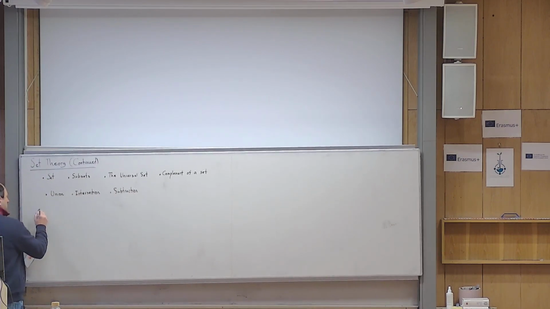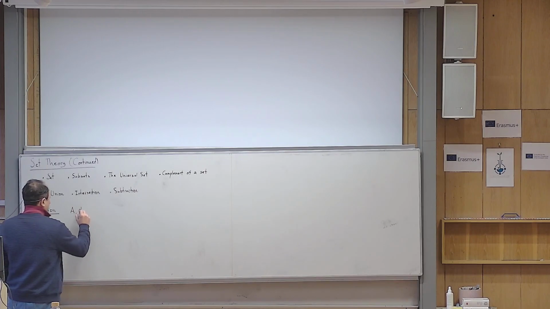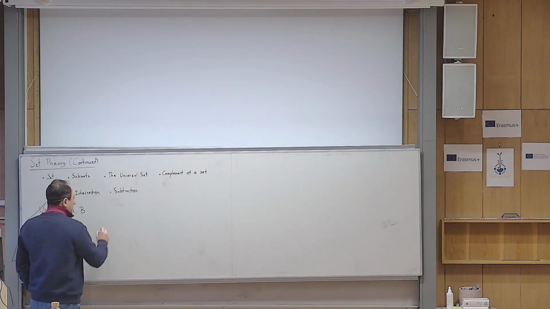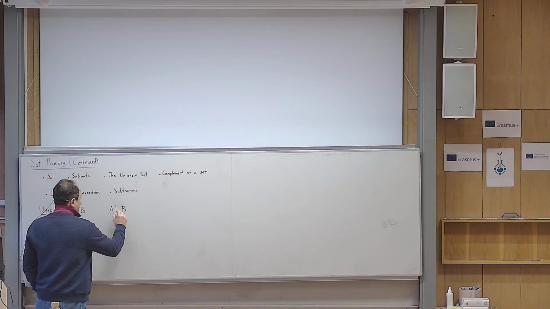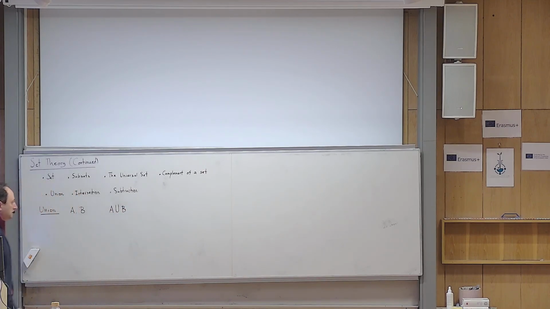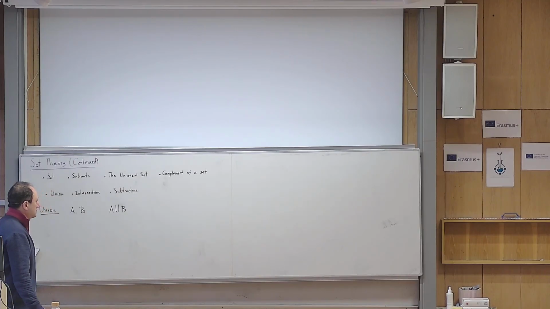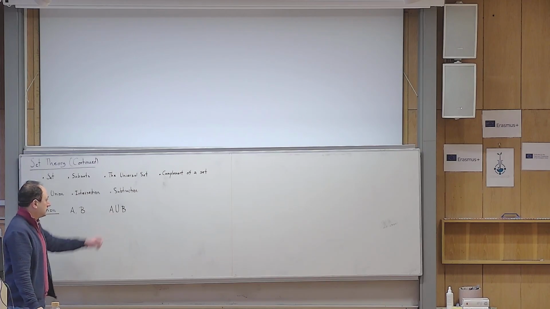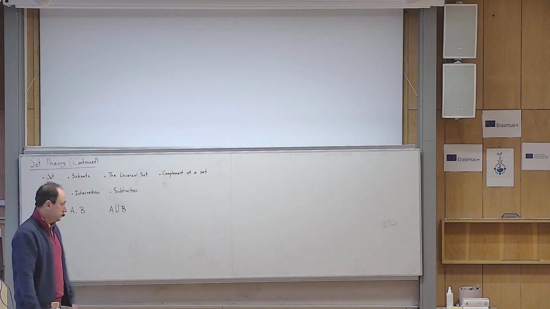So let us start with the union. I give you two sets, A and B, and then I ask you to union them. The symbol we use for the union is not U, it's like U, but you put them in between and you read them A union B. A union B is the set whose elements are either in A or in B or in both. That's just unioning them.